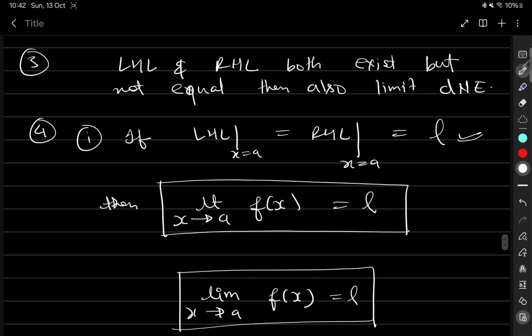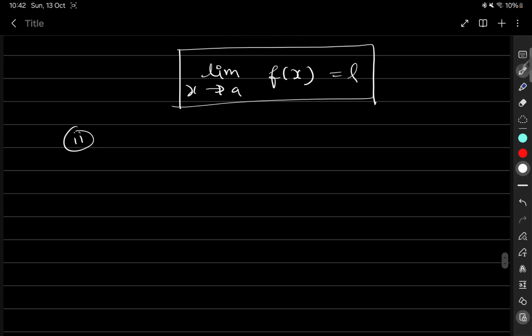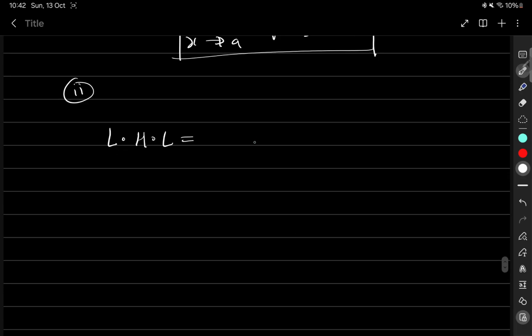Take this as the first point. Next point: if they ask you to find LHL, the left hand limit, then how will you represent LHL in mathematics? You will represent it as limit x tends towards a, with a negative sign here, and function of x. So this is the representation for LHL at x equal to a.